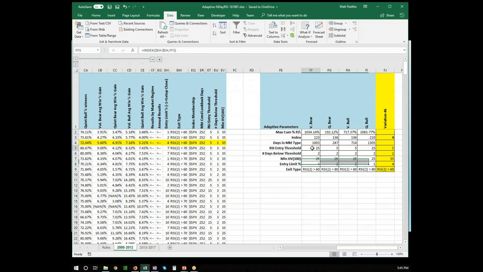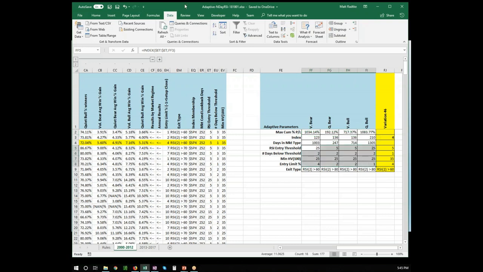The RSI entry thresholds, maybe not as intuitive. In quiet bear and volatile bull markets, we use a much lower entry threshold, and in the very volatile bear markets or the very quiet bull markets, we're using a higher threshold. But that's based on picking from these numbers, which is what's driving everything. These are the set of parameters that we've selected.